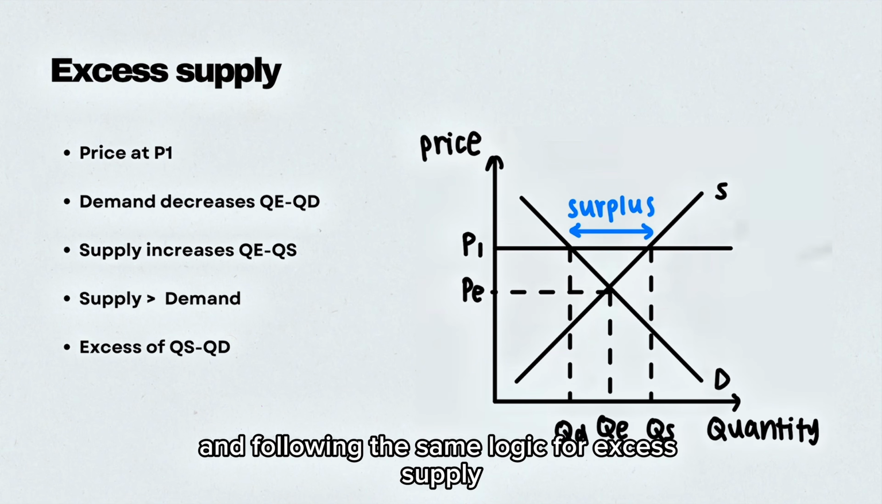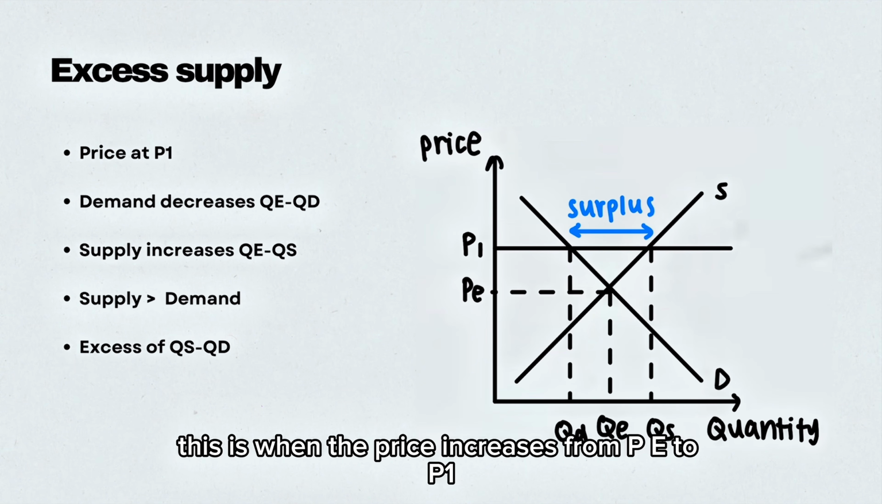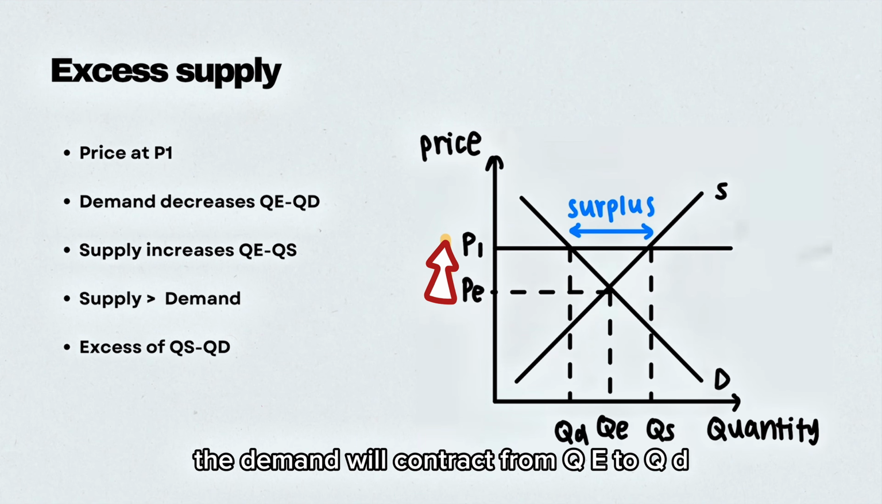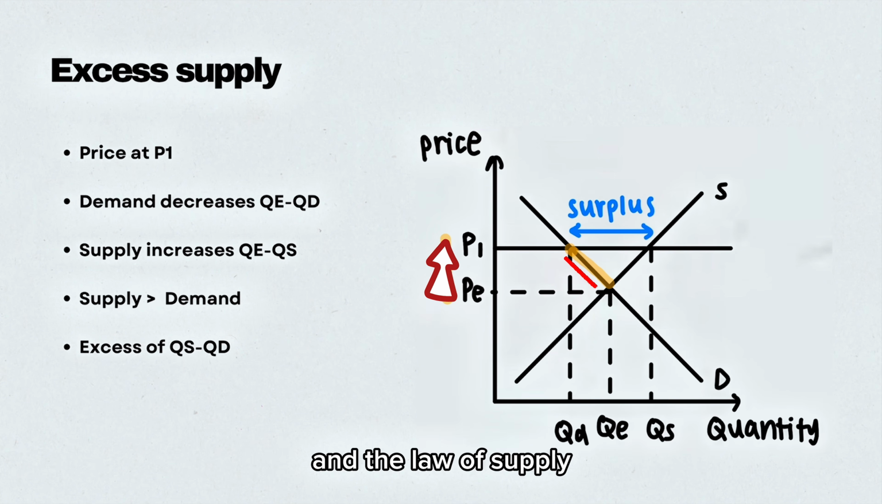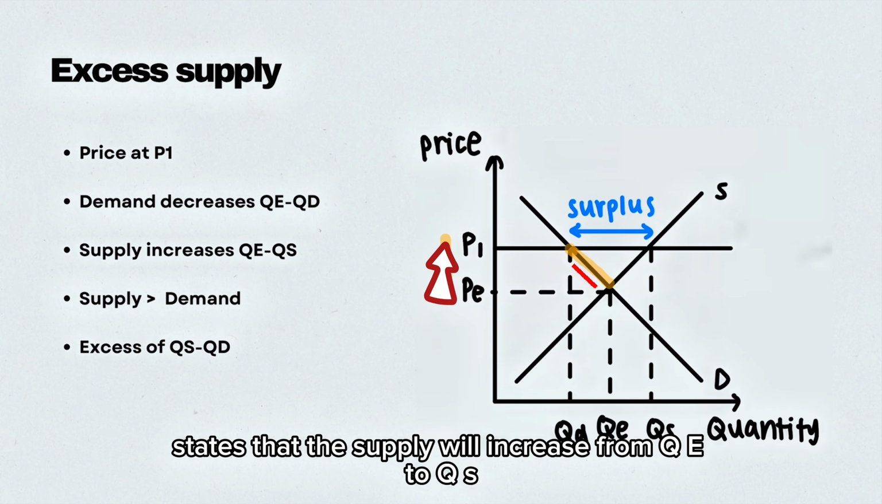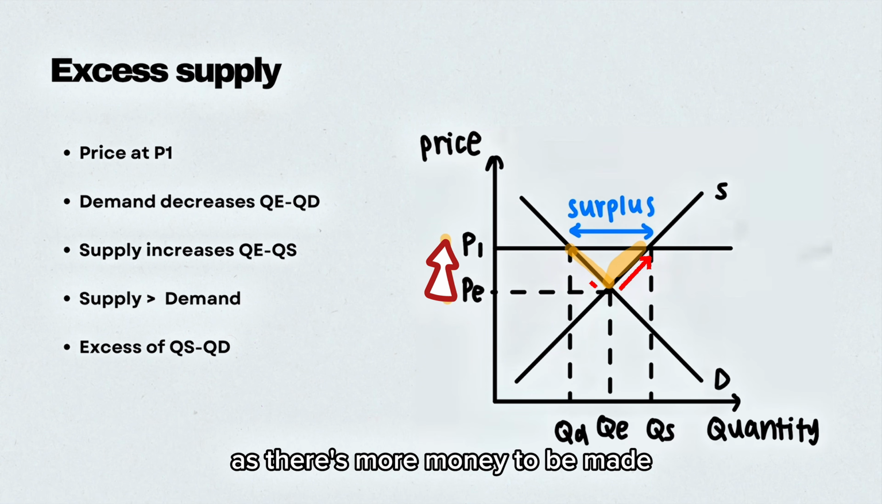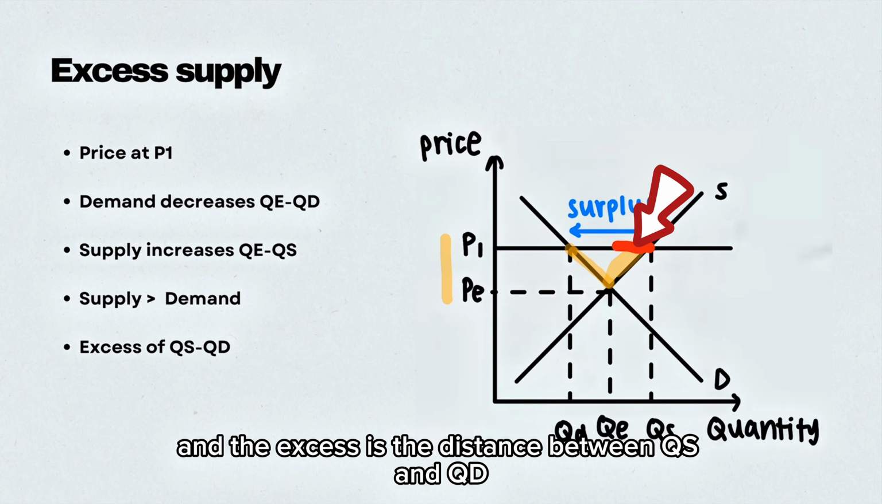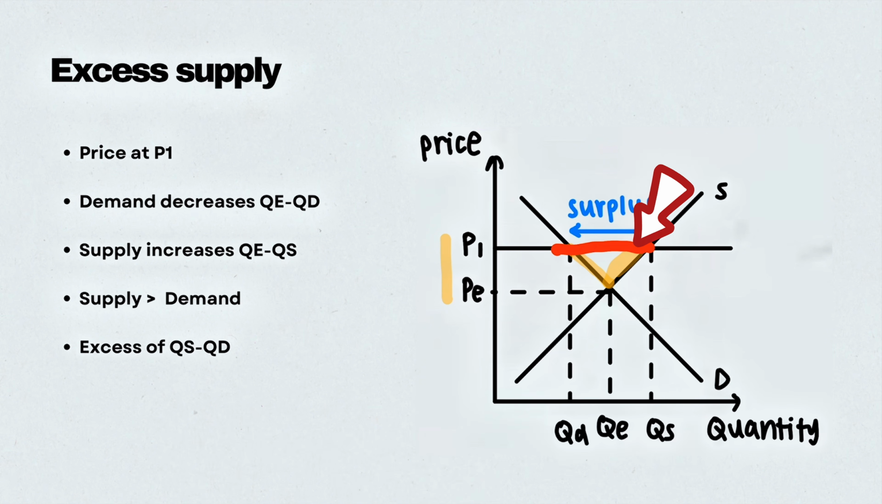And following the same logic for excess supply, this is when the price increases from PE to P1. Following the law of demand, the demand will contract from QE to QD, and the law of supply states that the supply will increase from QE to QS as there's more money to be made. The result of this is that supply is now greater than demand, and the excess is the distance between QS and QD. I hope that helped.